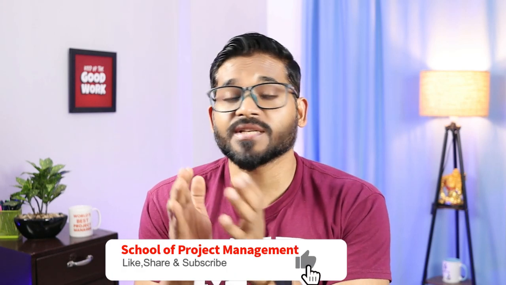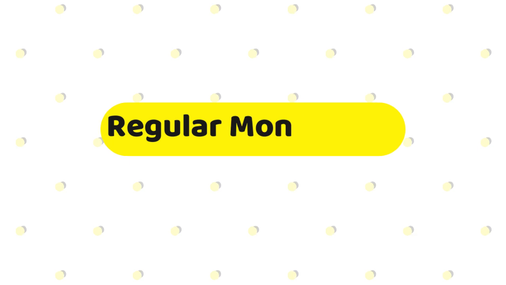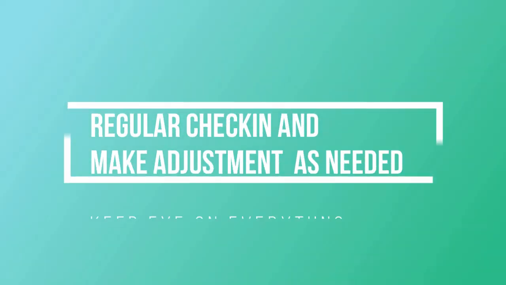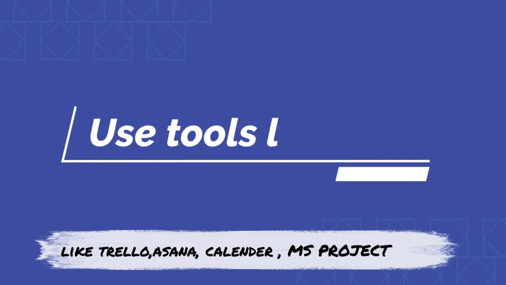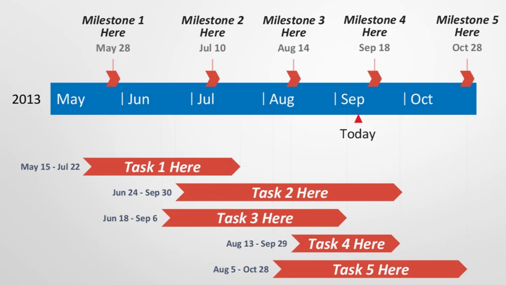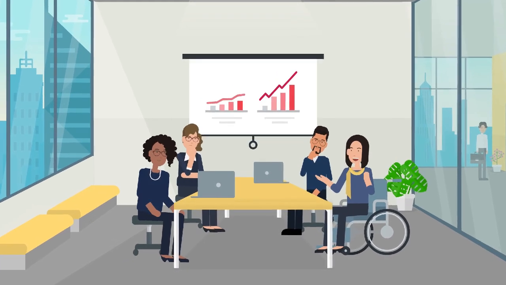Number 2. Regular monitoring. Keeping a tab on your project timeline and milestones is key. It's like tending a garden. You need to check in regularly to see how things are growing and make adjustments as needed. Use project management tools like Trello, Asana, or even a good old-fashioned calendar for reminders. Regular check-ins will help you catch potential issues before they become big problems. Set up milestones in your project management tool and get alerts when deadlines are approaching. This keeps you proactive rather than reactive.